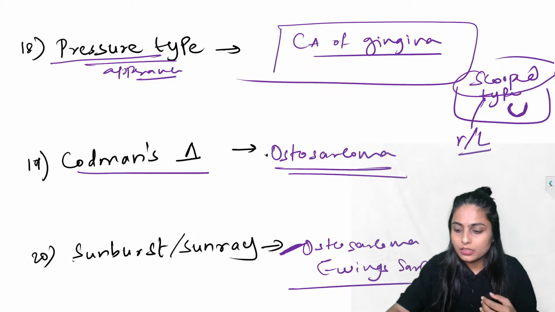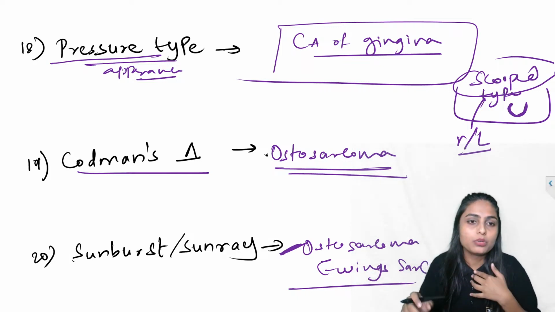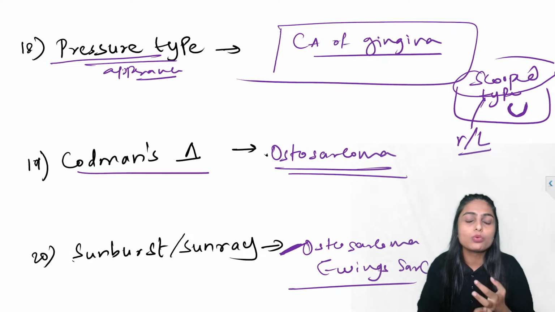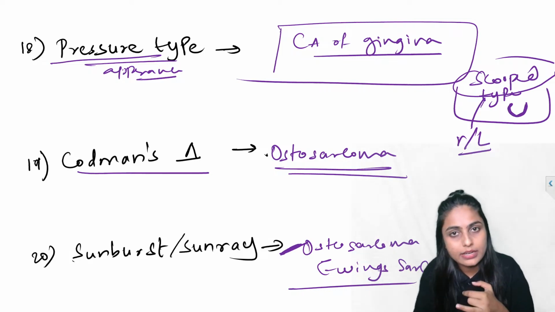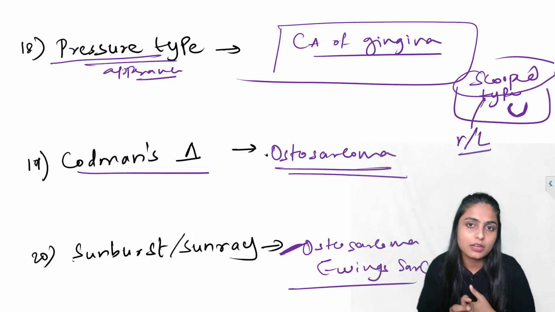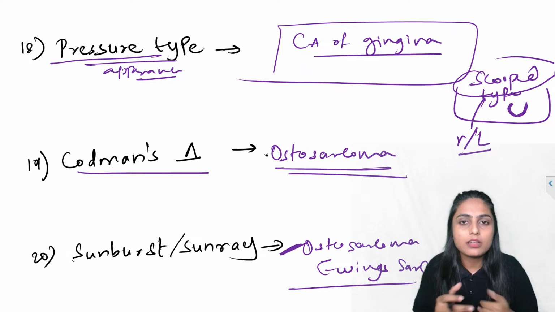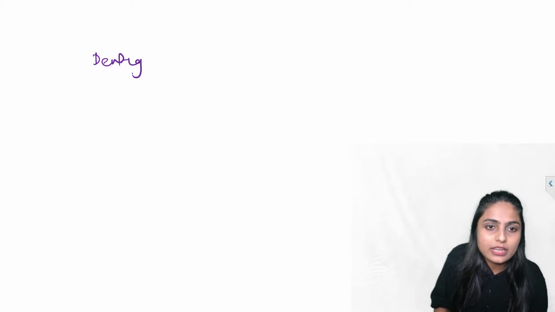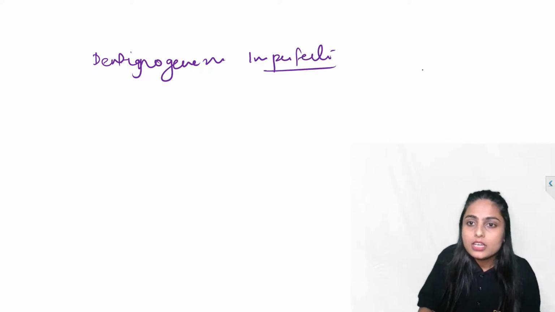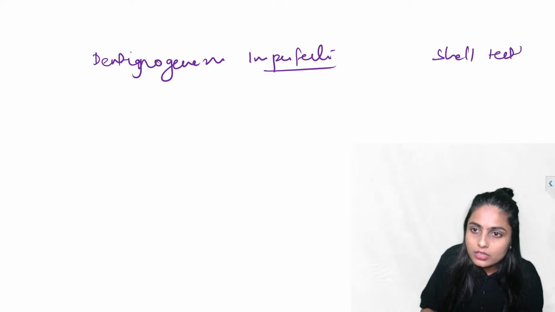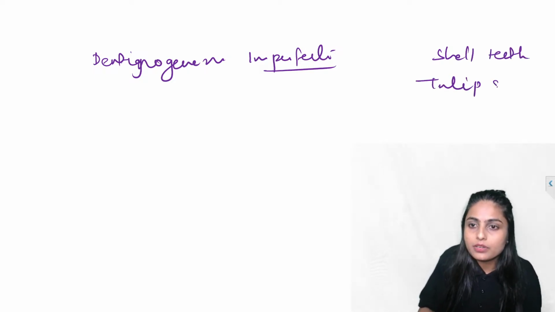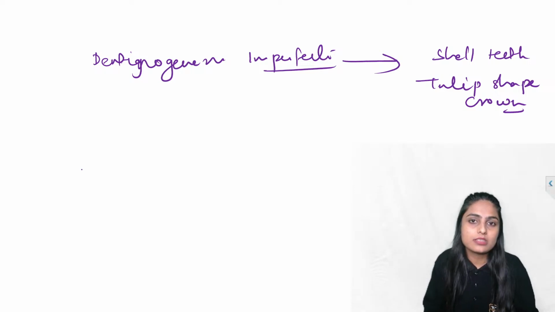As I have talked about the important topics, please go through all the syndromes, genes associated with syndromes, and all the features associated with syndromes. Some developmental anomalies. Talking about dentinogenesis imperfecta, the genes associated with it, shell teeth, tulip shaped crown, all of these are seen in dentinogenesis imperfecta.